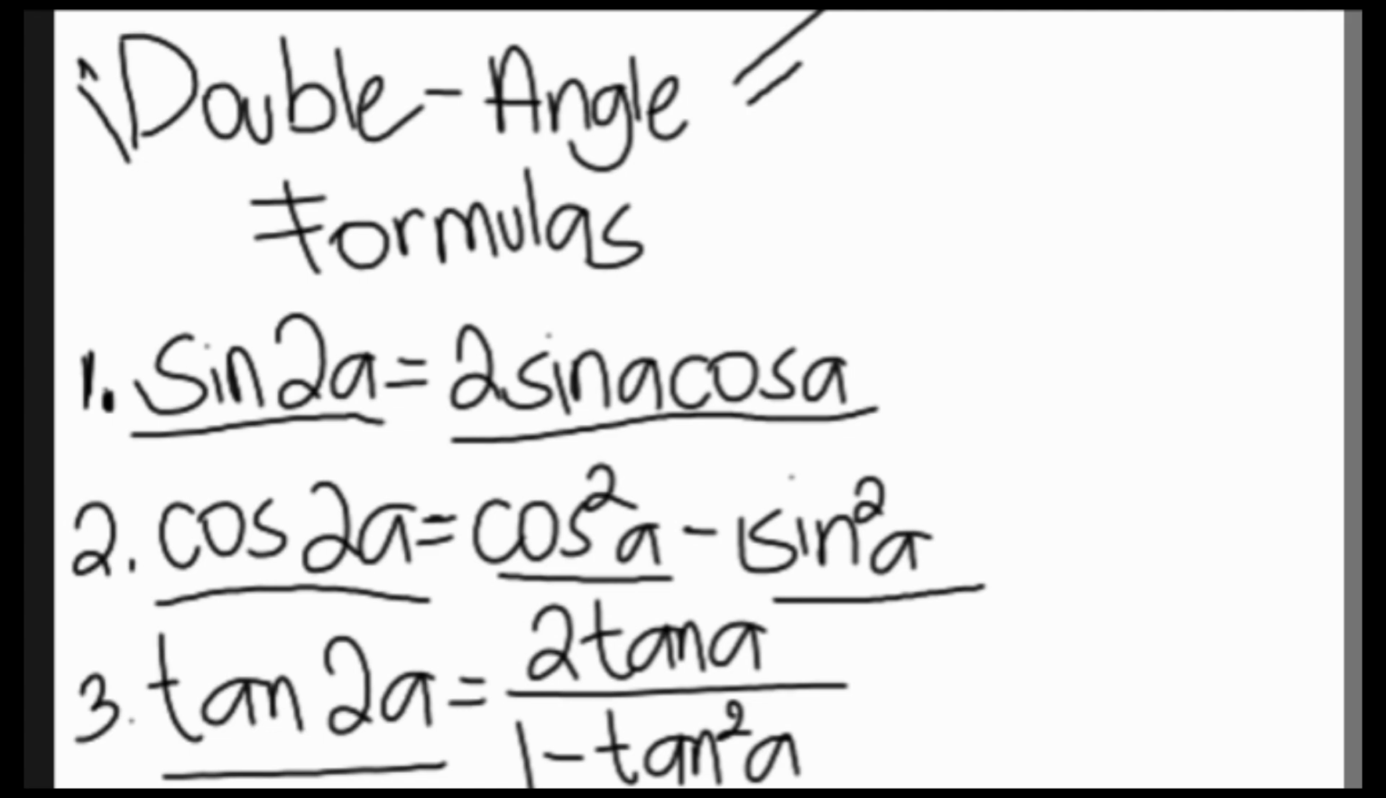So the question is, where did these formulas come from? The first one, the sine of 2a, came from the sum of two angles for sine, and the cosine of 2a is from the sum of two angles for cosine, and also for the tangent. So now we will derive these formulas to see where they came from.